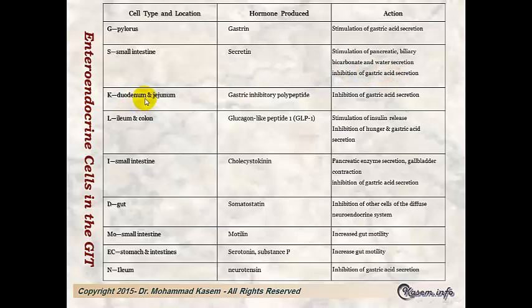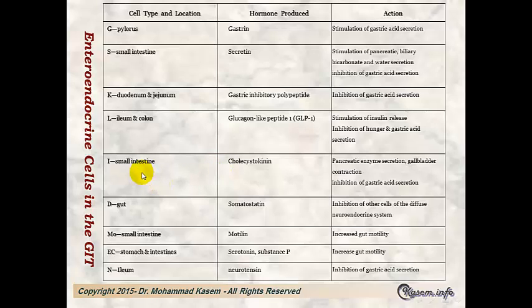The K cells in the duodenum and the jejunum secrete gastric inhibitory polypeptide, which inhibits the gastric acid secretion. The L cells in the ileum and the colon secrete glucagon-like peptide, which stimulates the insulin release and also inhibits the hunger and the gastric acid secretion.